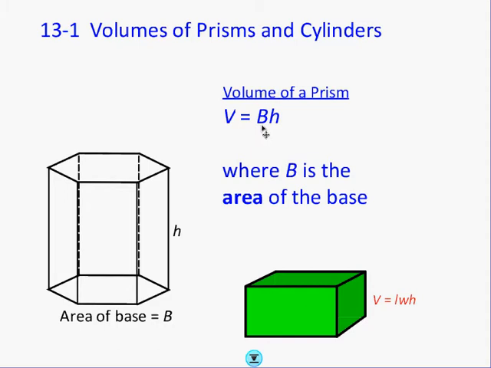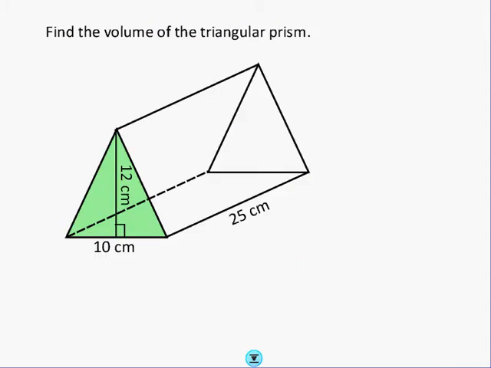As I've made this point before, this is a capital B. It is not a linear measurement. Rather, it is the area of the entire base. In the case of this hexagonal prism, the area of the base would be the area of the hexagon, either the one at the bottom or the one at the top. The height is the distance between the bases. Volume of a triangular prism.